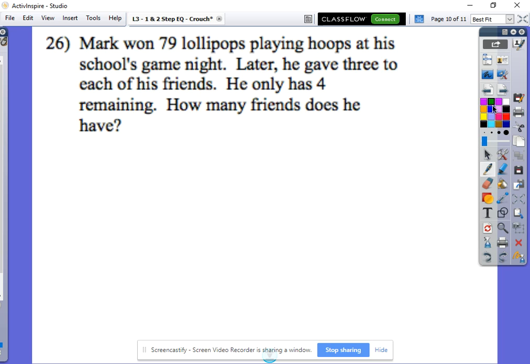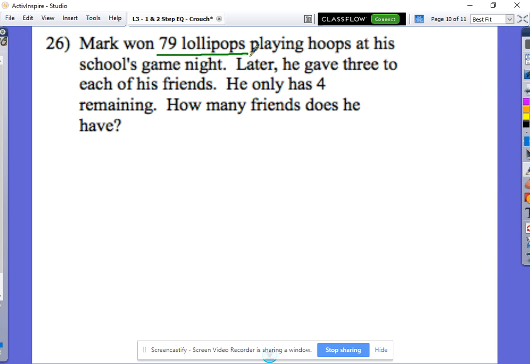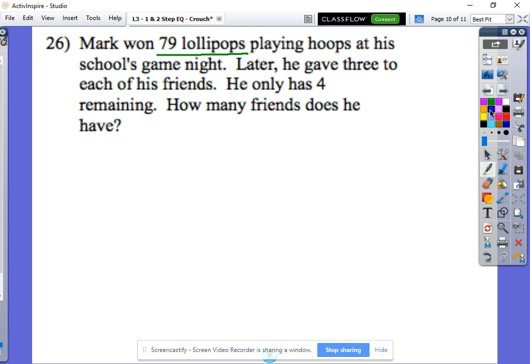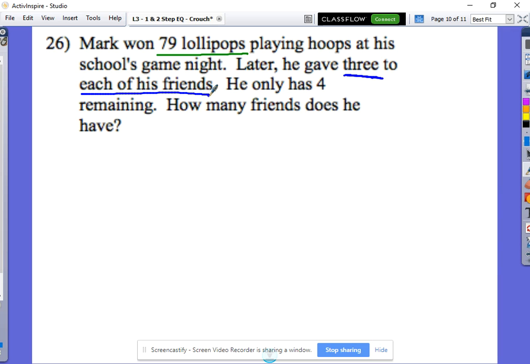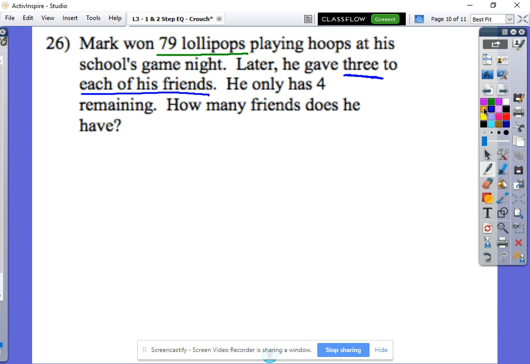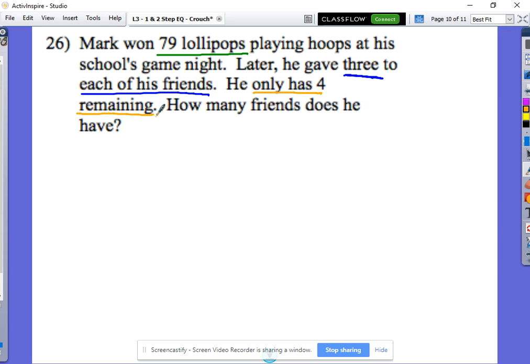All right, so let's see. We've got 79 lollipops. We're playing hoops, I guess, at a school game night. We've won 79 lollipops. Later, he's gonna give 3 to each of his friends. That's a key word there: each of his friends. So that's 3 per friend. And then he only has 4 remaining, or 4 left over.